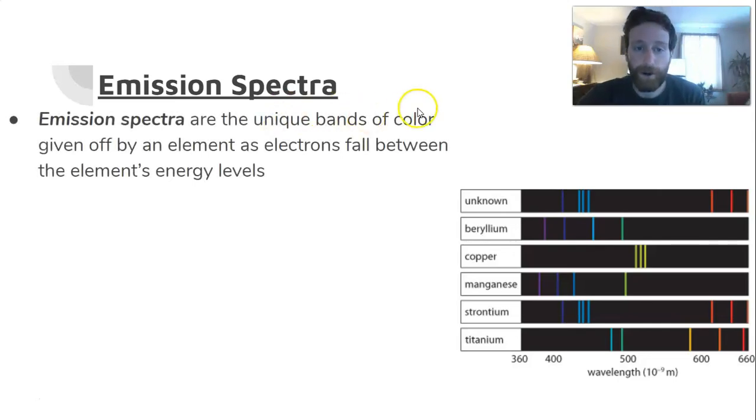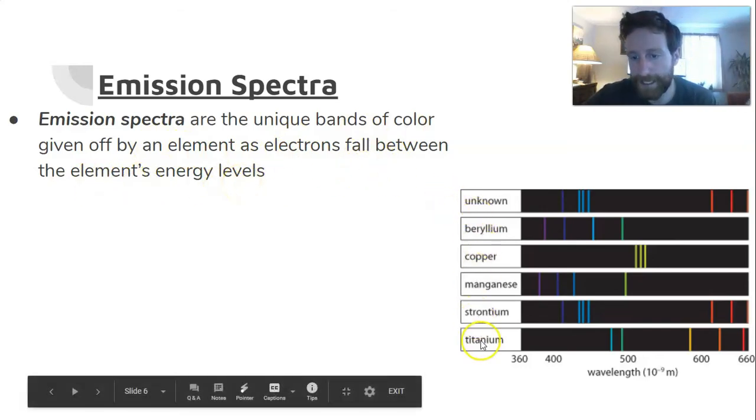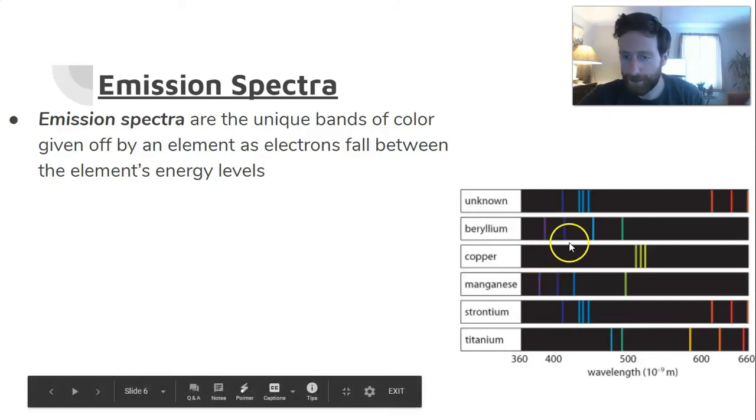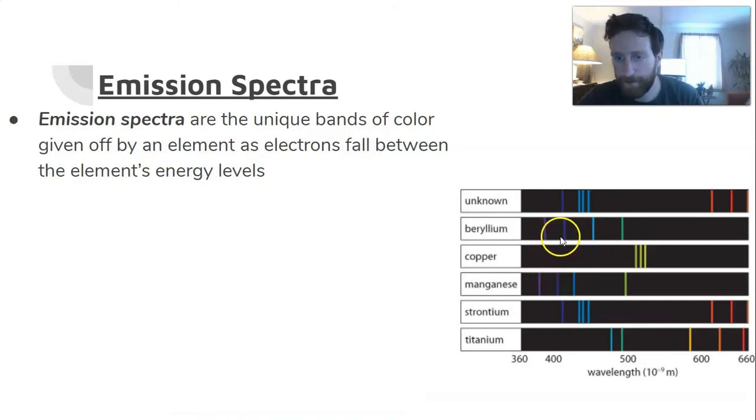So emission spectra are the unique bands of color given off by an element as electrons fall between the element's energy levels. So if I were to take any one of these elements and heat it up, and then I see the electrons falling back down to different energy levels, I'm getting these unique bands of color. So for beryllium, for example, you've got purple, the dark blue, the light blue, and the green. That would be beryllium's emission spectra.